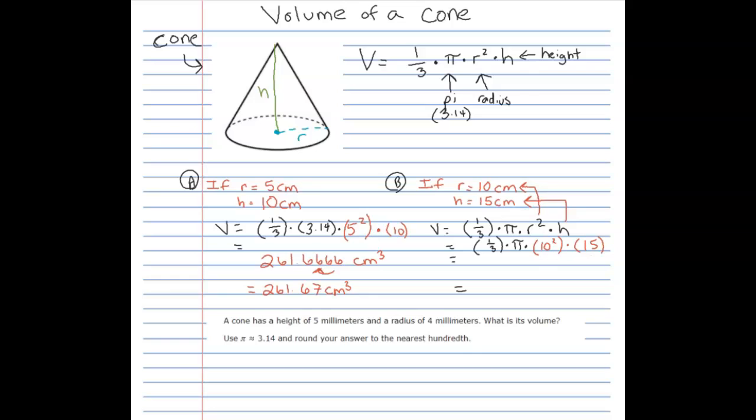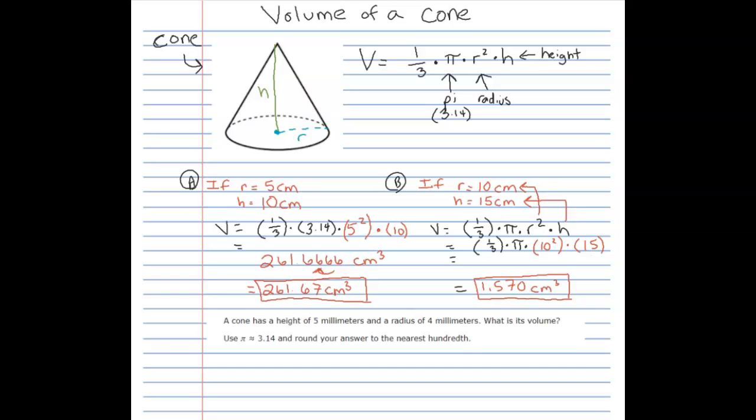Times 10 squared times 15. Well, the nice part here is I actually get a whole nice even number. In this case, I'm working with centimeters cubed. No need to round. Alright, so let's do an example right here.